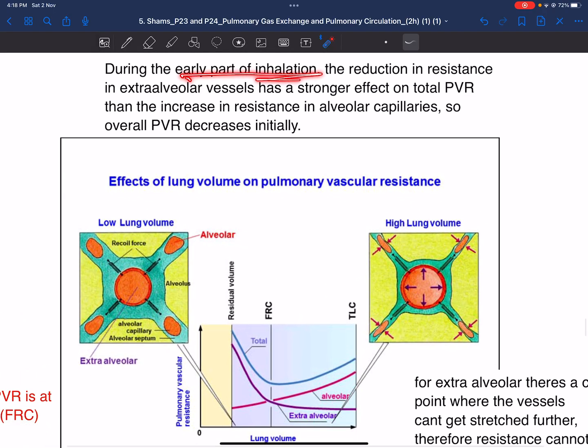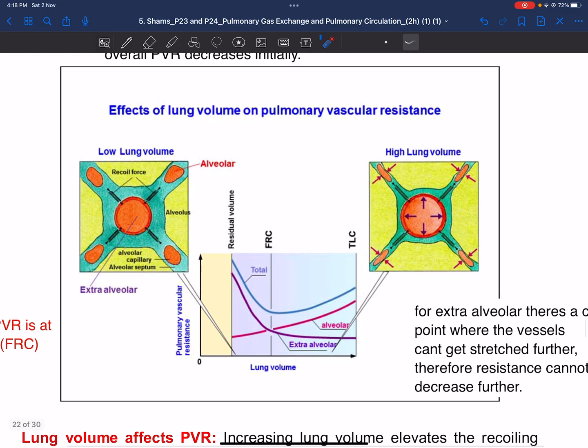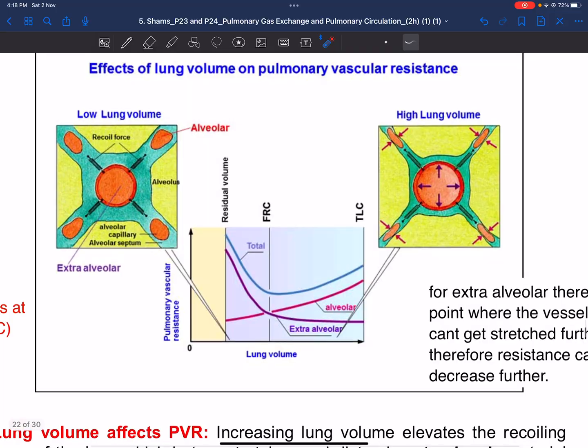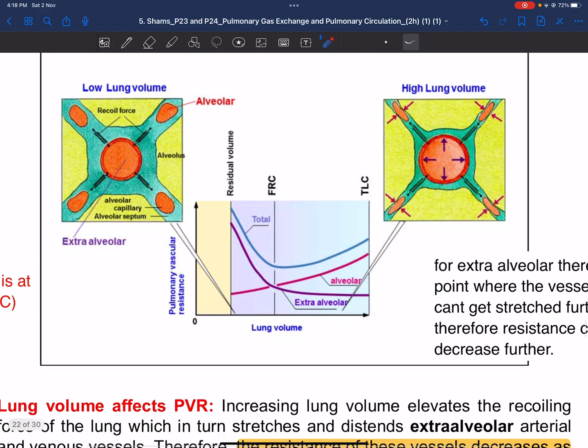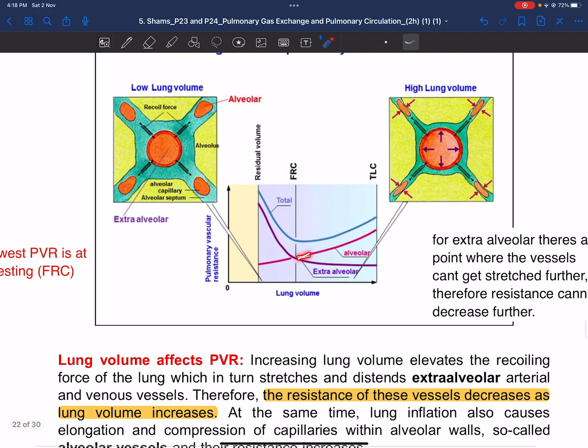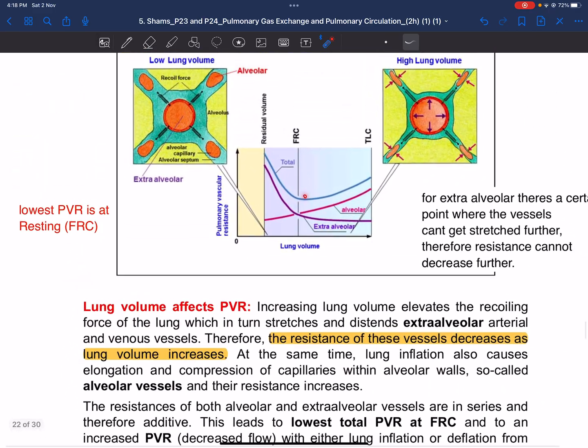During the early part of inhalation, which is right about here, the reduction in resistance in extra-alveolar vessels has a stronger effect on total PVR than the increase in resistance in alveolar capillaries. So overall PVR decreases initially. What it's basically saying is that it decreases slightly because the recoil force and this decrease in resistance is greater than the compression of this at the start. And that's why it decreases at the start.